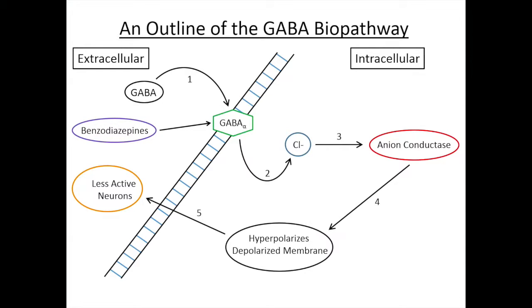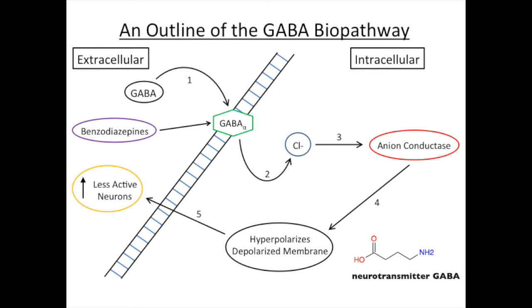Benzodiazepines act at the GABA alpha receptor. They bind to the GABA alpha receptor and cause more chloride ions to flow through the channel, causing more anion conductance to be produced and more neurons to hyperpolarize, resulting in less active neurons.